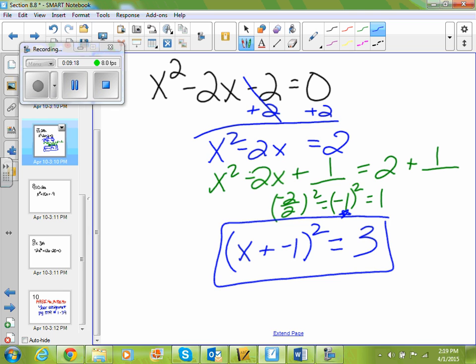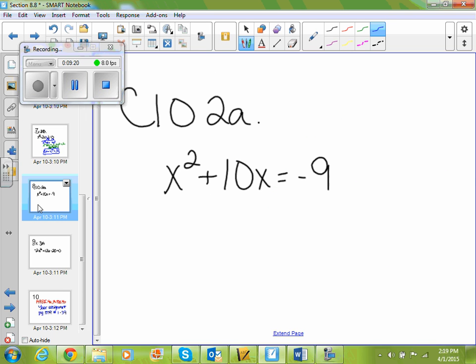Let's do a few more like that, because I know it can be a little confusing when you have numbers on both sides. It's pretty easy when there's not, but when there's numbers on both sides, it can get complicated.